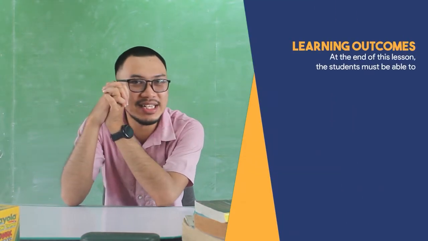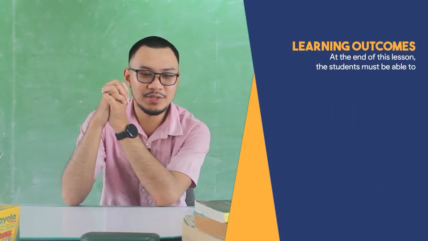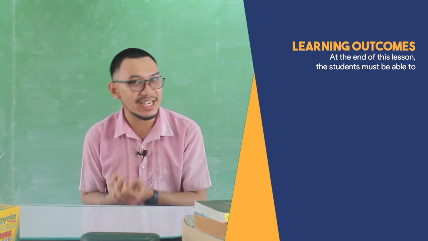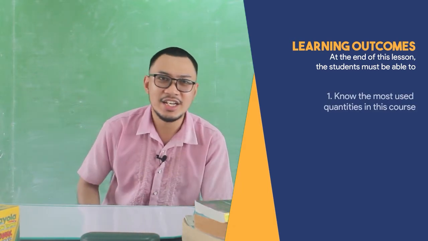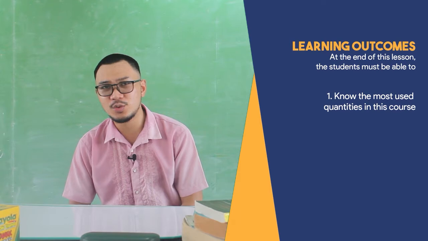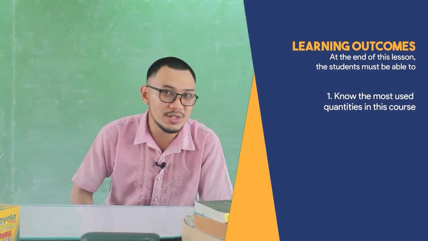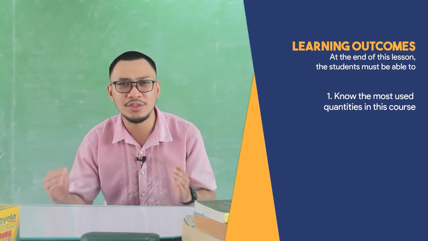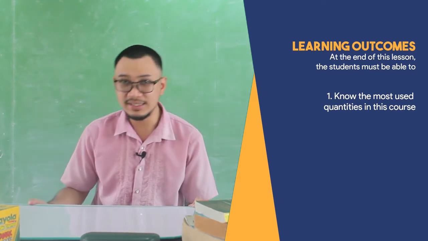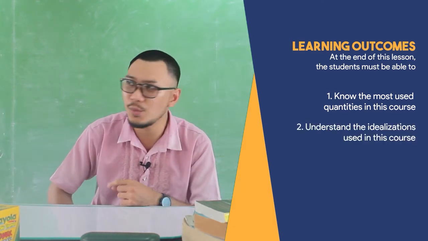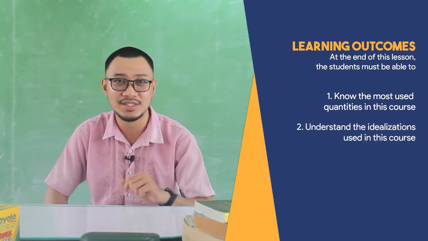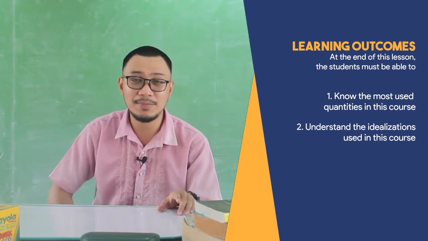So, what are our learning outcomes for this lesson? We have here 3 objectives that we should learn in this lesson. First is to know the most used quantities in this course. So we have to know the basic quantities used in statics of rigid bodies. We should also understand what the idealizations used in statics of rigid bodies are.